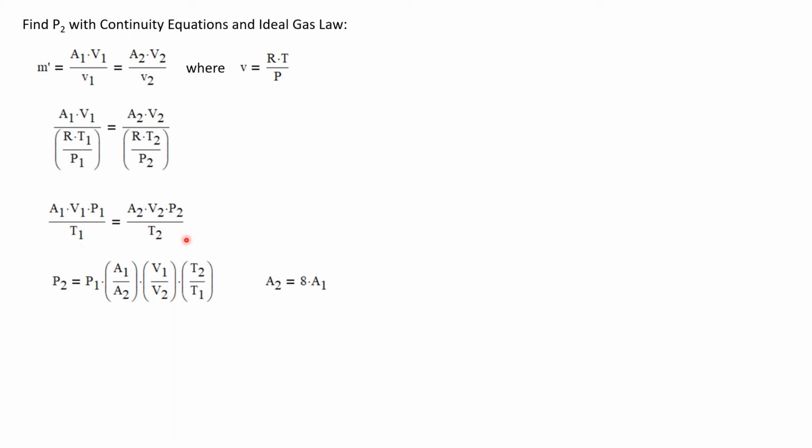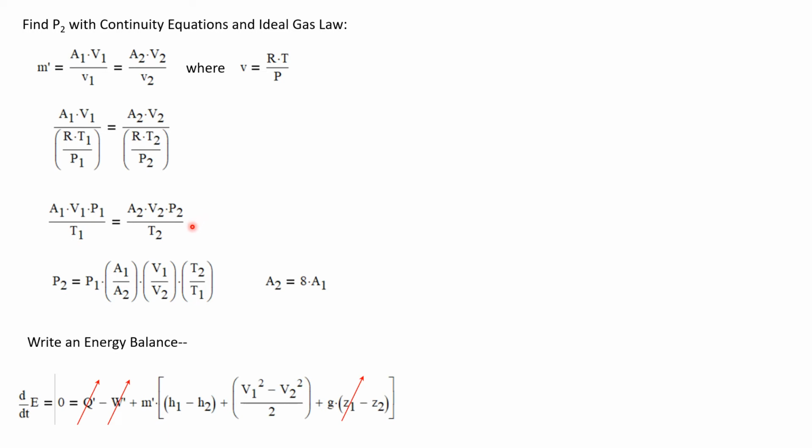Well, we're asked to solve for pressure, so let's do that. The pressure at the exit is the pressure at the inlet times the ratio of areas, A1 over A2, times the ratio of velocities, V1 over V2, times the ratio of temperatures, this one T2 over T1, and recognize that A2 is 8 times A1. Now, we can't solve this expression yet because we don't have T2.